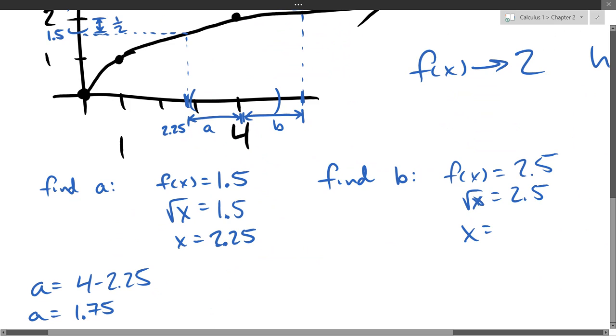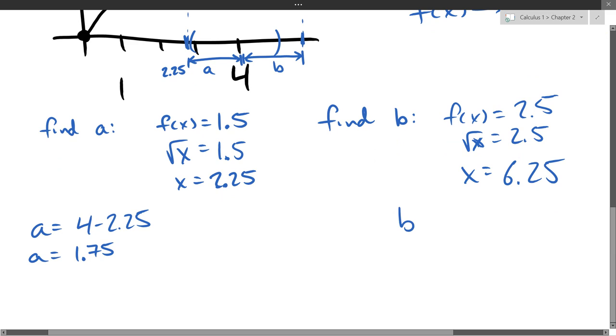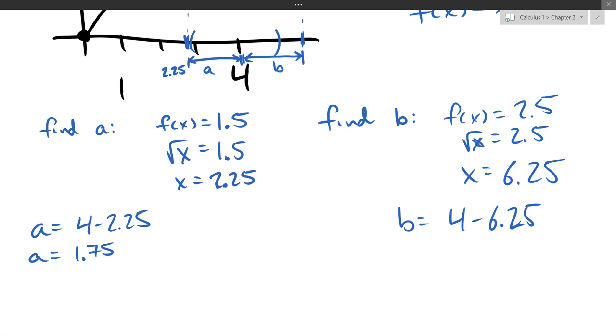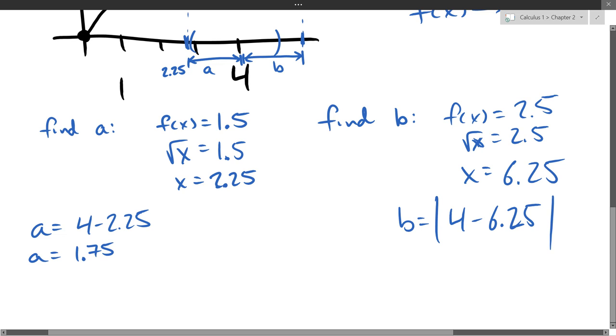What's 2.5 squared? 6.25. So what's wrong if I go 4 minus 6.25? There's a few ways to fix it. I can subtract the other direction, but what if I don't want to spend time thinking about which one's bigger and smaller? Absolute value. Oh, that's a good idea. Let's go absolute value, and I don't have to worry about which one's bigger, which one's smaller. I'll just take the absolute value of their difference. So you get 2.25 for B.